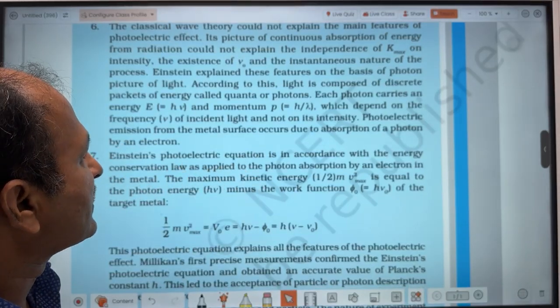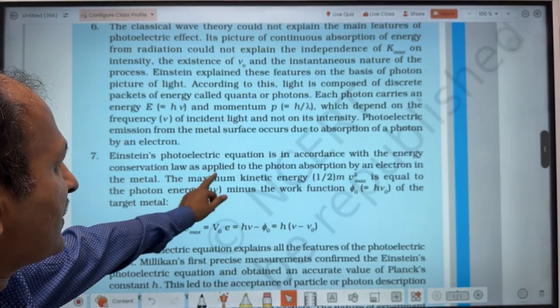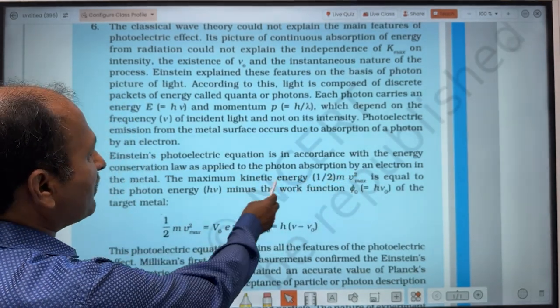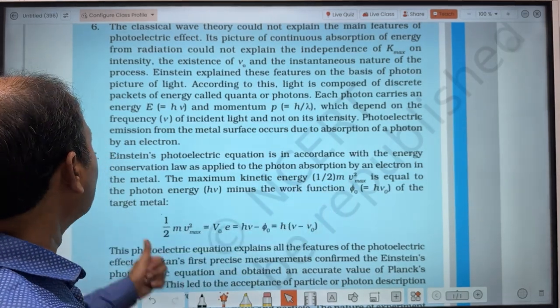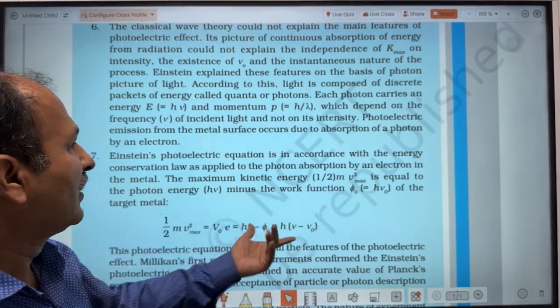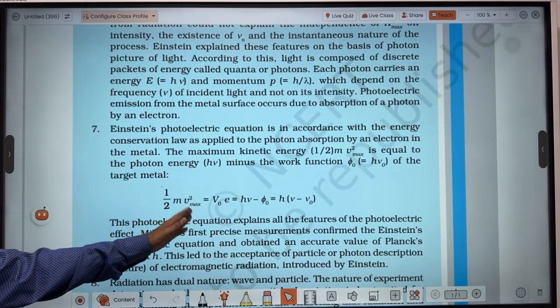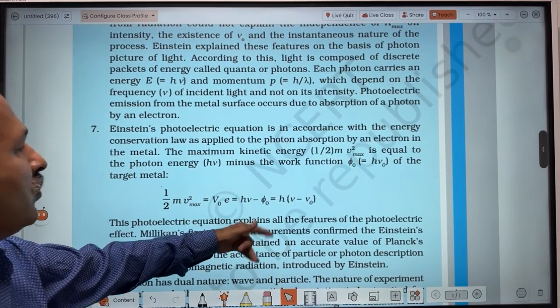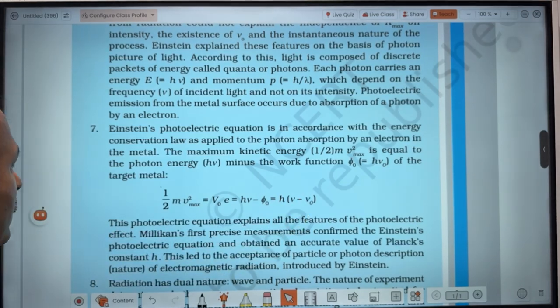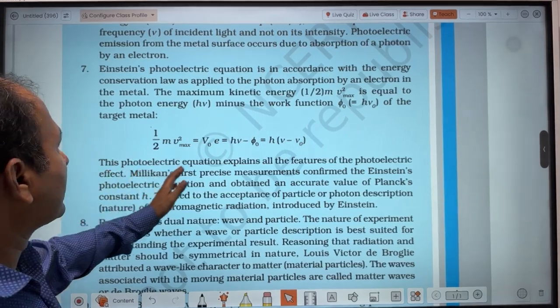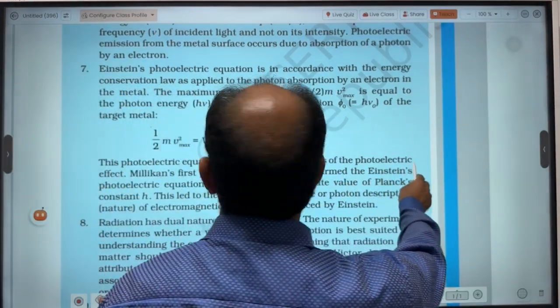Einstein's photoelectric equation is in accordance with the energy conservation law as applied to the photon and its absorption by an electron in the metal. The maximum kinetic energy, half m v square, is equal to the photon energy h nu minus the work function. Of course, energy conservation is done; there is no violation, right? So we can say half m v max square is eV0, that is h nu minus phi 0, or h times nu minus nu 0. This photoelectric equation explains all the features of the photoelectric effect.